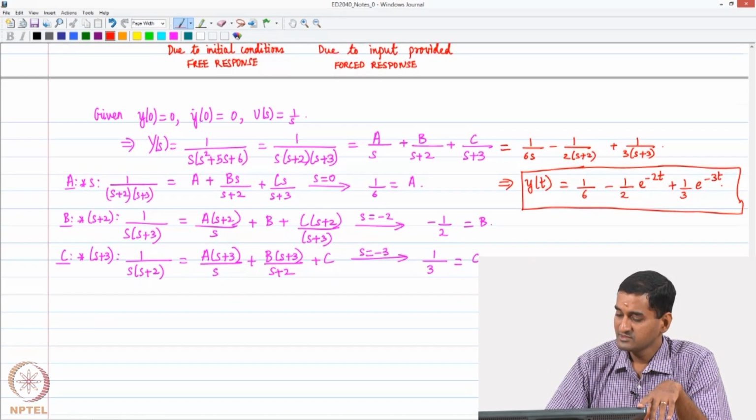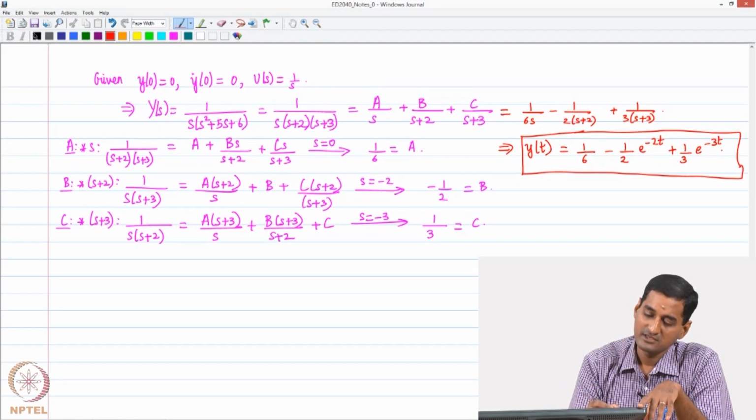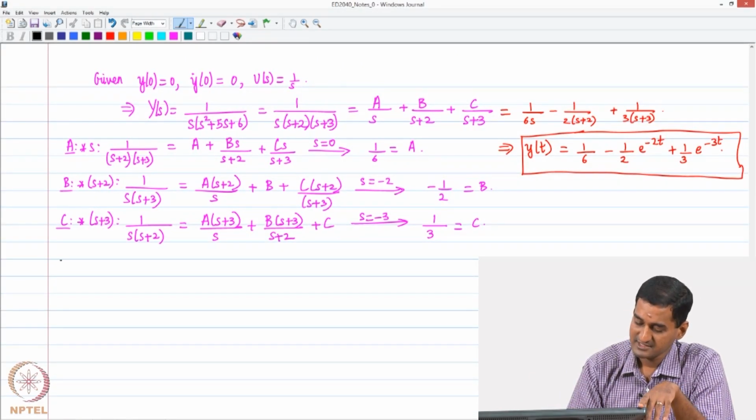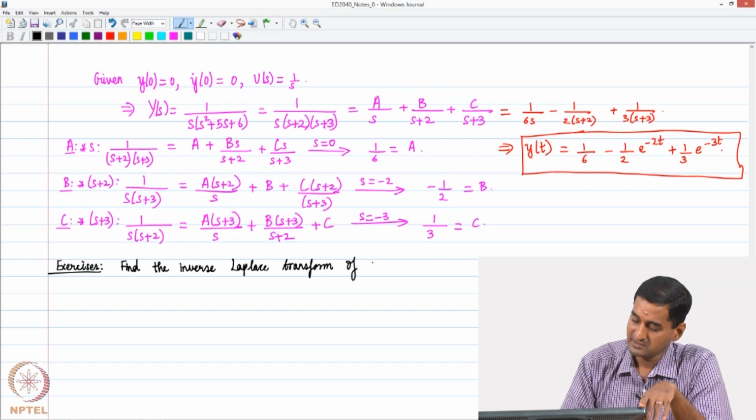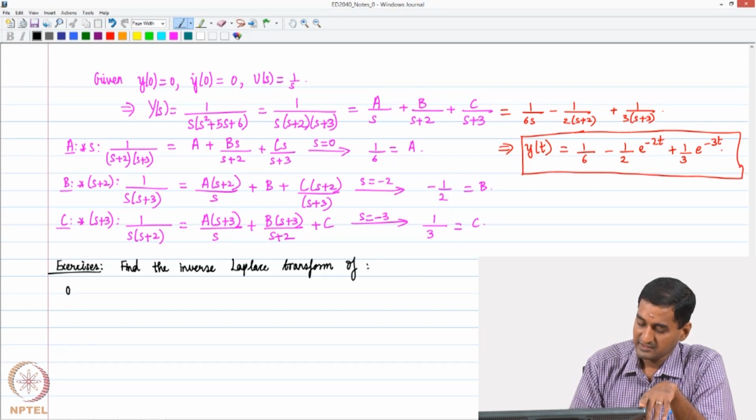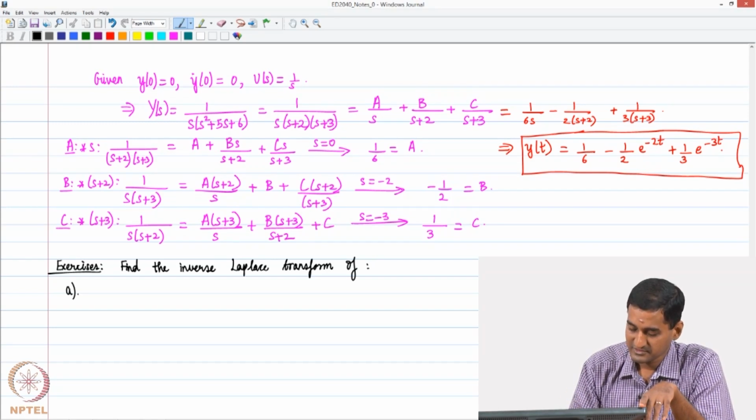But I'm just going to leave you with a few problems that you can do as exercises, so that we become familiar with the inverse Laplace transform. Once again, I'm sure all of us would have learnt it in an engineering mathematics course. This is just to help you with recapping all those concepts, right.